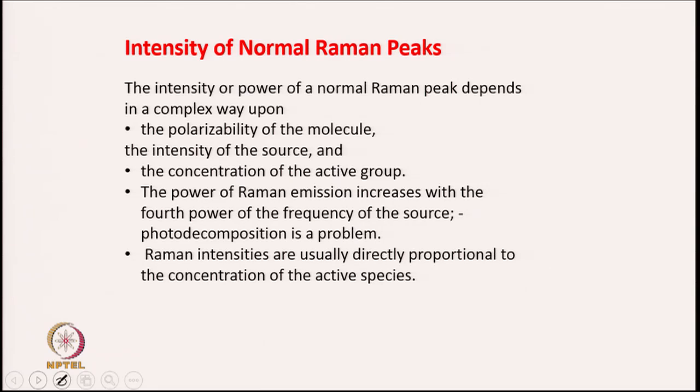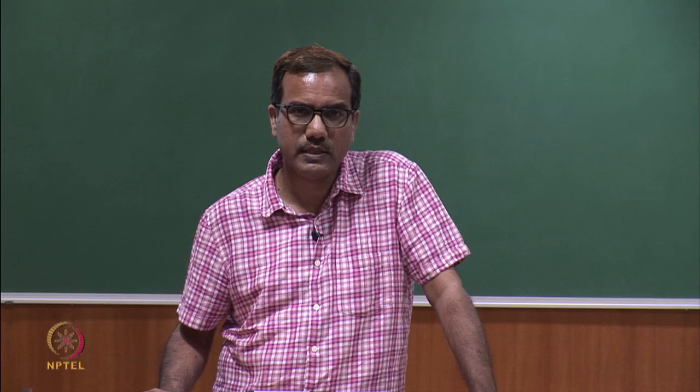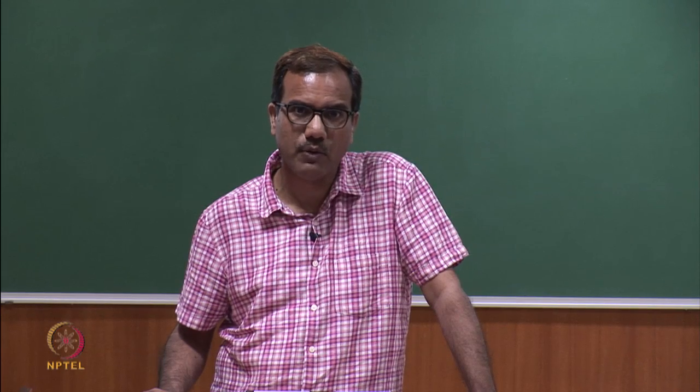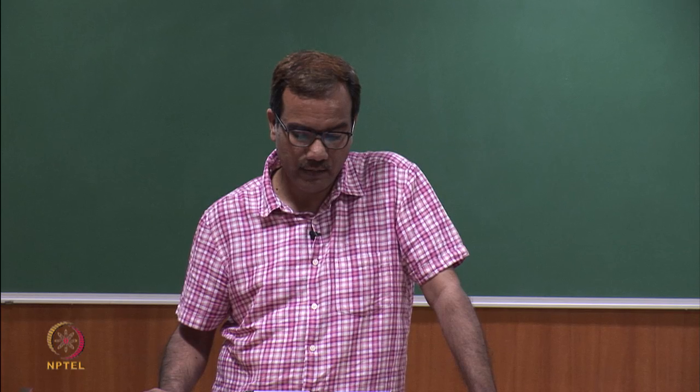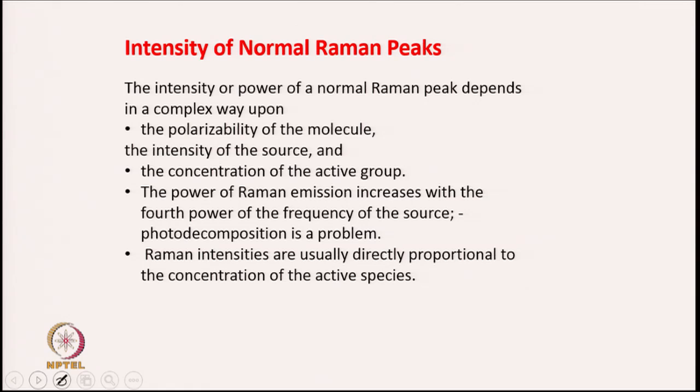So for the intensity of a normal Raman peak, as we just discussed, we have to look at how polarizability changes with x. Apart from that, the intensity of the source and the concentration of the active group will increase the intensity of the peaks. The power of Raman emission increases with the fourth power of the frequency of the source, and Raman intensities are usually directly proportional to the concentration of the active species. So there are two other things which decide intensity: the power of the source and the concentration of the active species.